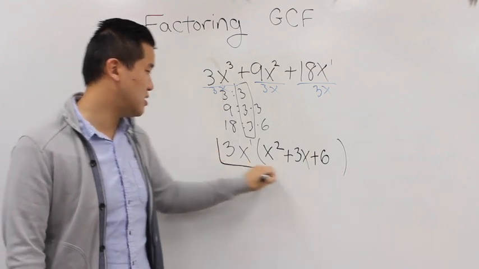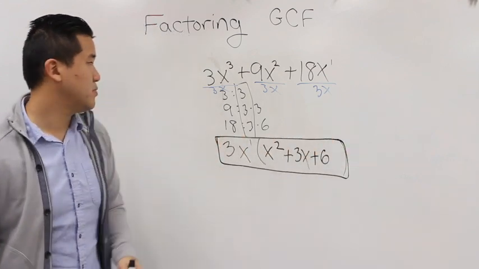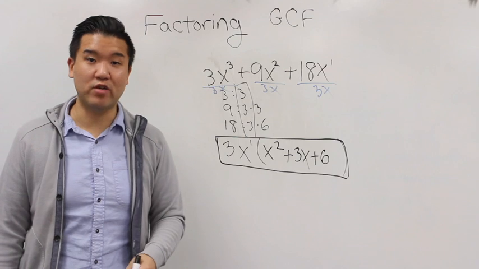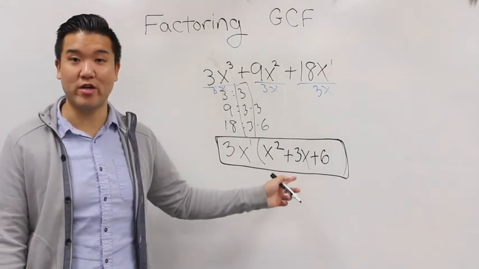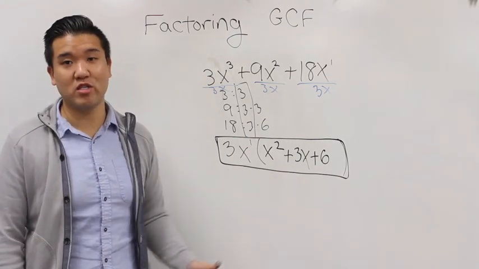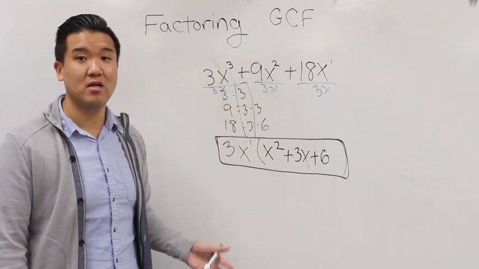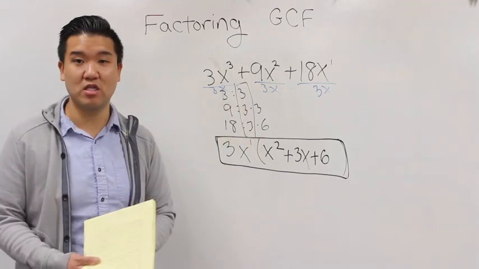So this is factoring out the GCF. We can technically go one more step here. It is a trinomial quadratic. We can go one more step, but right now we're just practicing taking out the GCF.